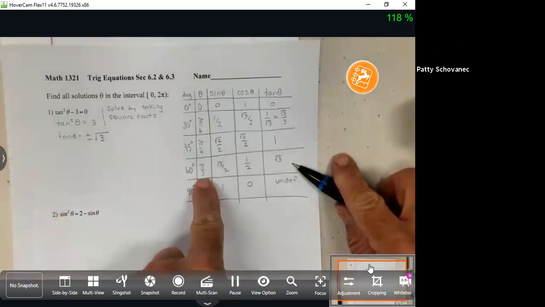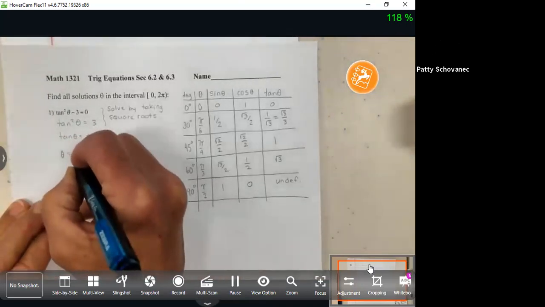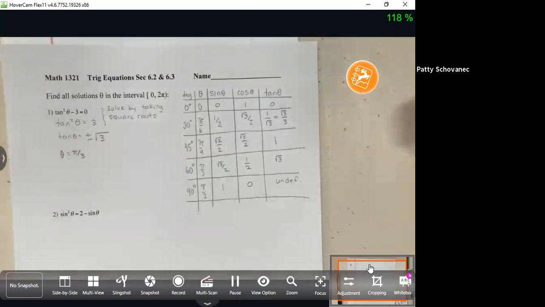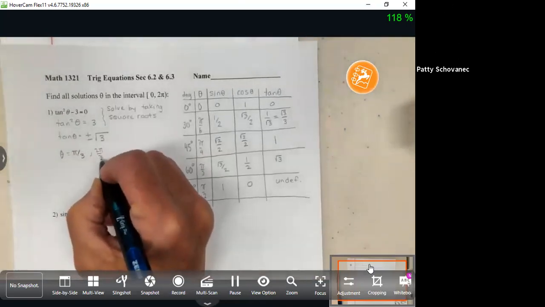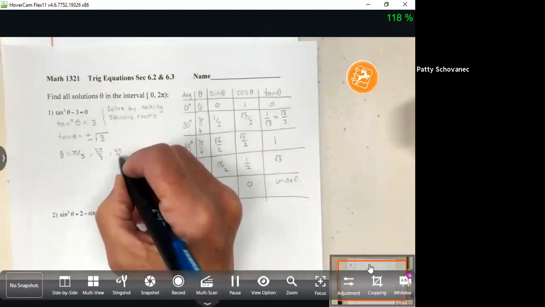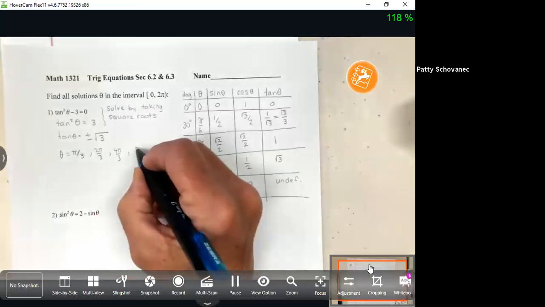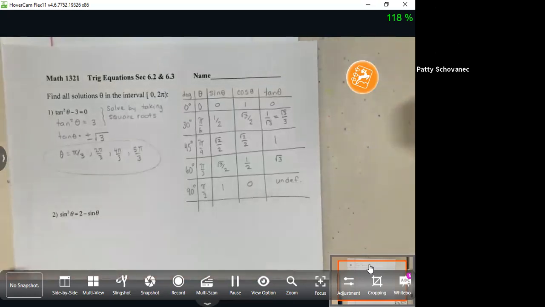Pi over 3 is 1 solution in quadrant 1. Think of pi as being 3 pi over 3. So if you subtract pi over 3, the other one is 2 pi over 3. Then add pi over 3, gives you 4 pi over 3. By golly, 3, give me a 3. And the next one's 5 pi over 3. Solve by taking square roots is one approach. Good.